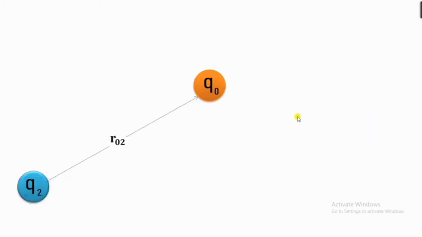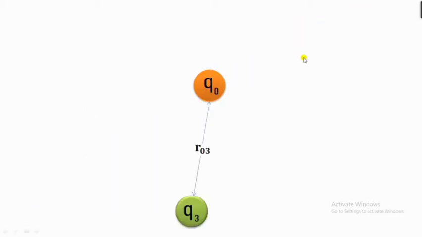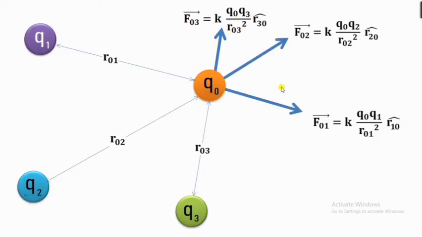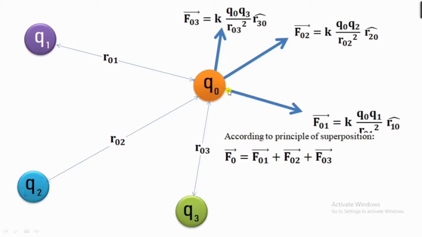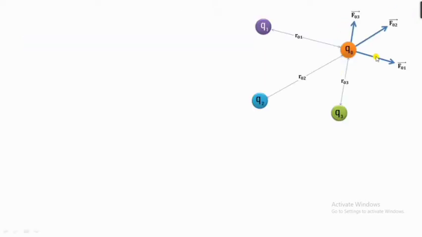Similarly, the force on q0 due to q2 will be given by this expression. Now for the third charge, the force will be in this direction and it will be given by this expression. Here we can see there are three forces on this charge. According to the superposition principle, the total force on this charge is equal to the vector sum of all the forces. The forces are F01, F02, F03. If you add these three forces, you will get the total force on this charge q0, and using this expression we can write this force like this. So this is superposition theorem.